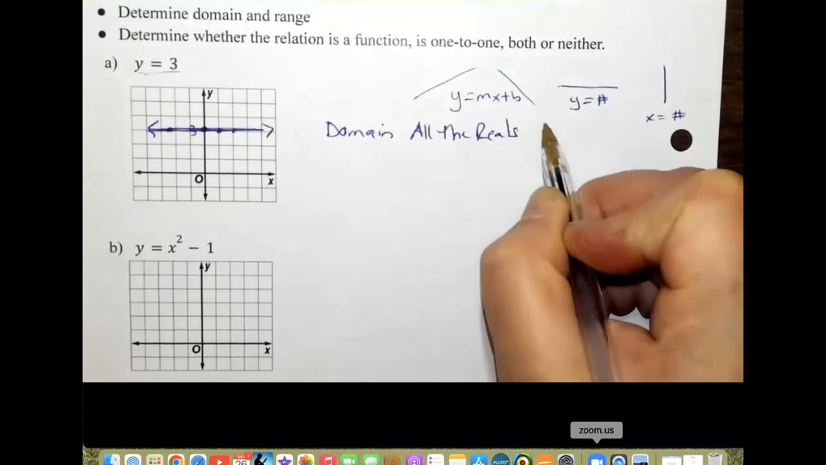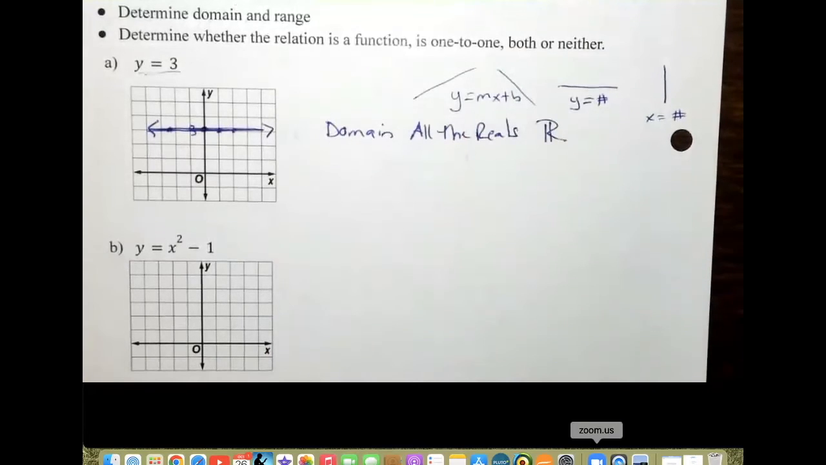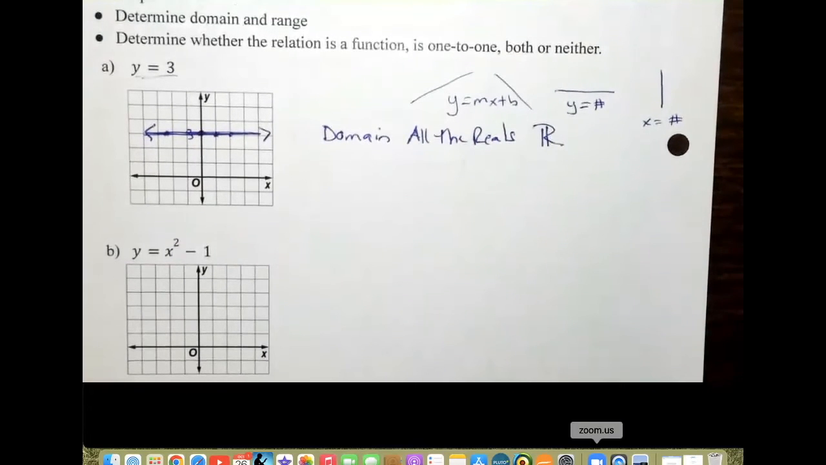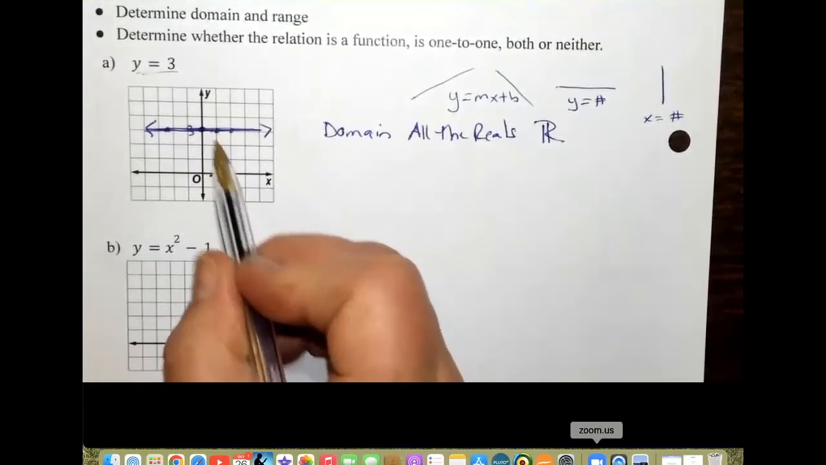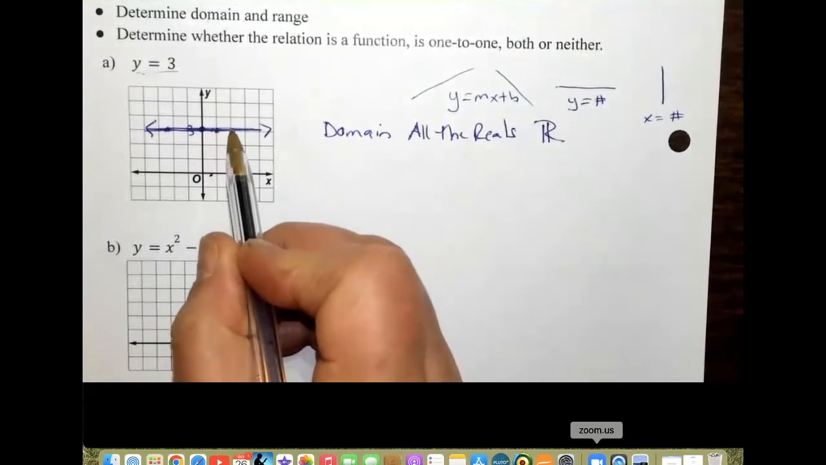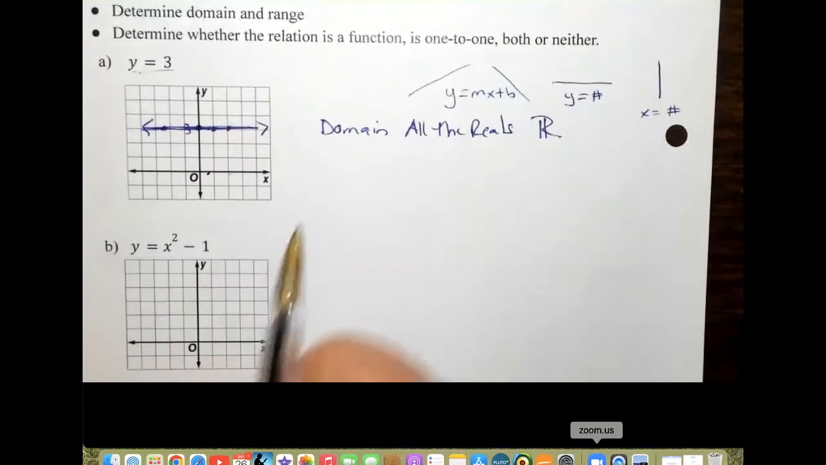A shorthand for that is to go like this. All the reals, but then you can make an R like that for domain. Every single number on the x-axis will be on that line. If I go to a half, up, it's there. 1/2, 3. 2 for x, 3 for y. All of the x's are there.